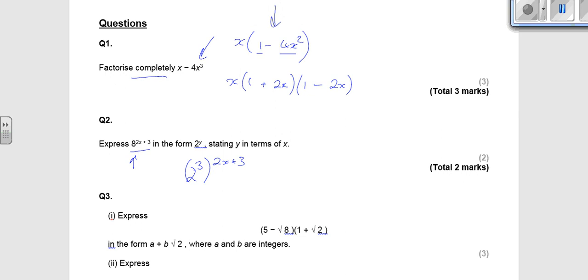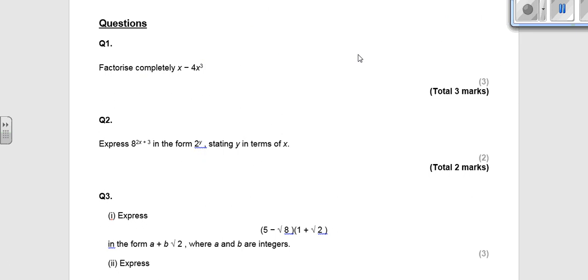And then one thing that we should know with powers is that if you've got the brackets, you need to multiply the powers together. So we do 3 times 2x plus 3. So that's going to be 2 to the power of 6x plus 9. And that's how to do that question. Again, because we want to write 8 to the power of something in the form 2 to the power of something, we can rewrite 8 as 2 cubed. There's 2 cubed to the power of that, and then you just multiply the powers.